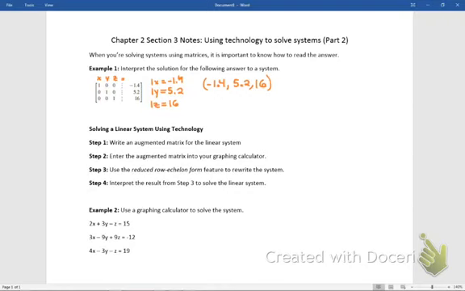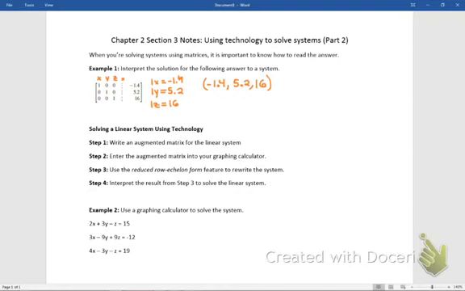Now, these are general steps for solving using technology. First, you write an augmented matrix. Then you enter the matrix into your calculator. You use the reduced row echelon form to rewrite the system. And then you interpret the result, just like we just did, to solve it.